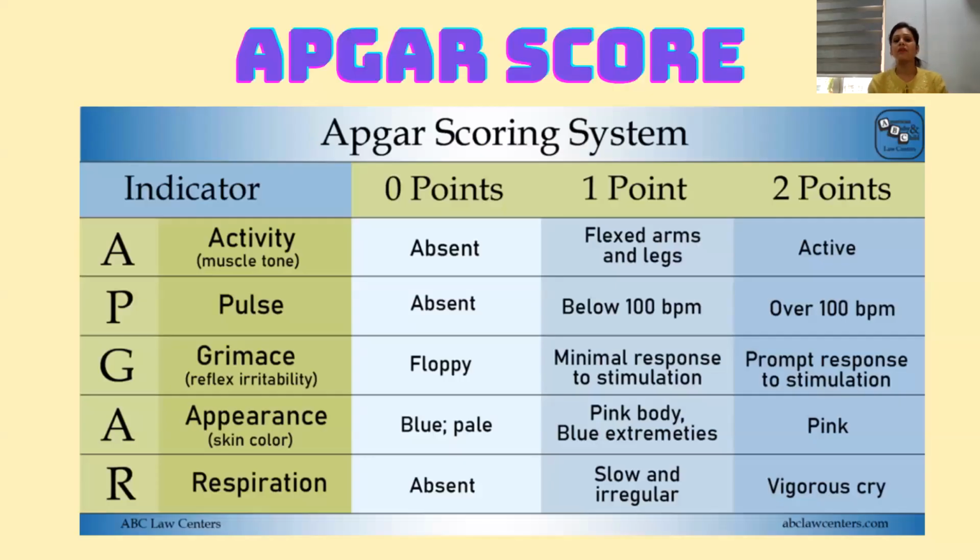And the Apgar score: after the baby is out, within 1 to 5 minutes, the scoring of the baby is taken, to make sure whether the baby is healthy or not. If the score is above 7, the baby is healthy, and if it is below 7, we have to really take care of the baby.